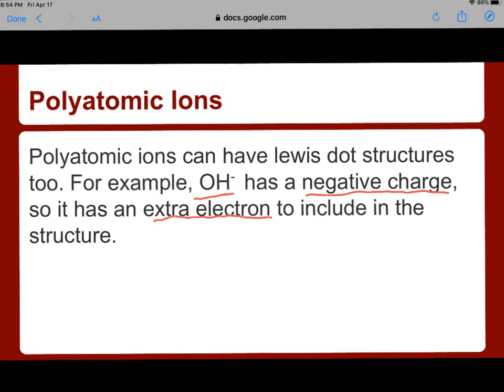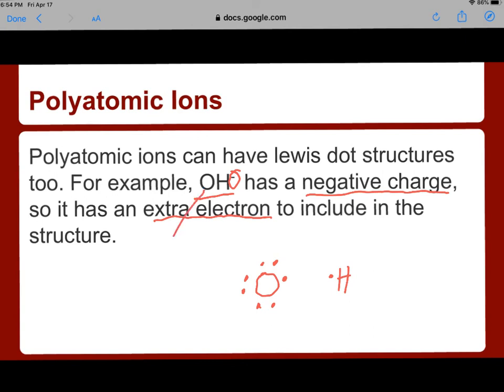So if I'm trying to draw the Lewis dot structure for OH minus, hydroxide, I can do my oxygen, which has 6 valence electrons, and my hydrogen that has 1 valence electron, and then because of this negative charge, I have 1 more electron. So I just need to stick on 1 more electron. Now, you could stick it on the oxygen or you could stick it on the hydrogen. These electrons are going to be shared, so they are electrons that belong to the entire molecule. We can move them around. It's okay to move electrons around just as long as you have the right total number of electrons in there.